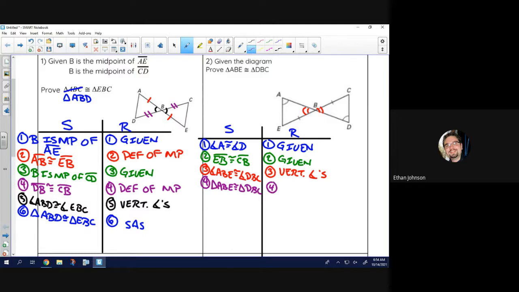Looking at our problem, we have two angles that are marked congruent on one side. If we go from one angle to the other, I don't cross a side that is marked congruent, so it has to be angle, angle, side.